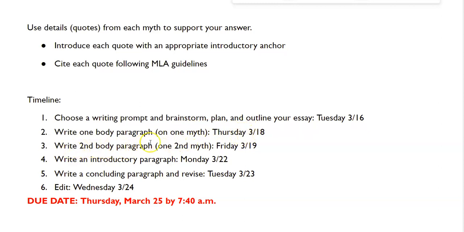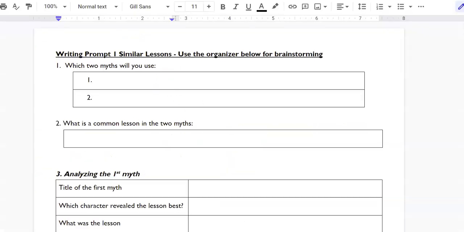You would write your second body paragraph, analyzing the second myth, on Friday, and finish by Monday. So Monday you can write your introductory paragraph. You want to write your concluding paragraph and begin revising on Tuesday, edit on Wednesday, and then it is due before school starts on Thursday morning. Okay? So let's take a look at the 3 writing prompts and your brainstorming organizer.